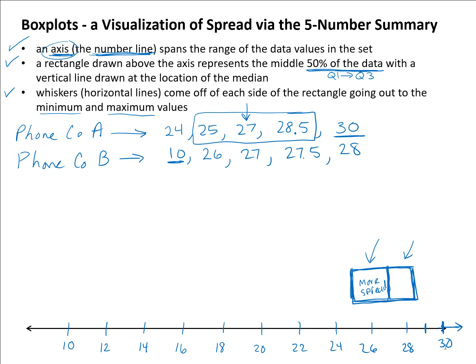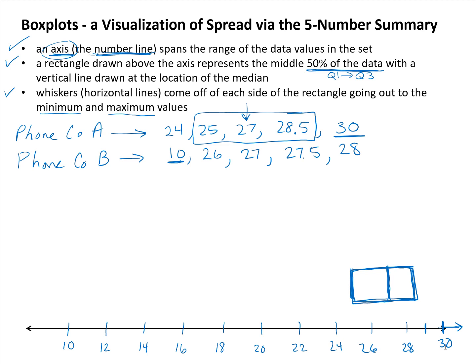So it shows you just visually because you're comparing it to a number line. Now, the spread isn't much. When we look at the number line, we're talking about the difference between 25 and 27, which is 2 units, and 27 and 28.5, which is 1.5. So there's not a whole lot of difference, but you can visually see that there is some difference there.